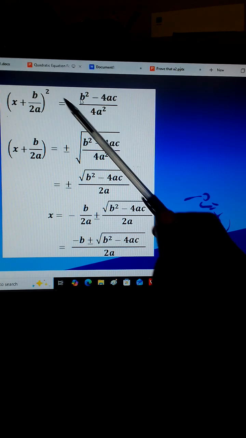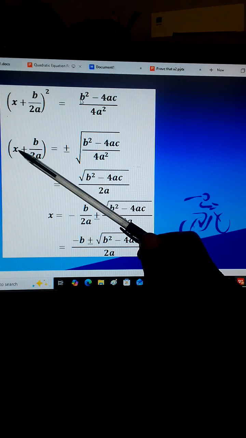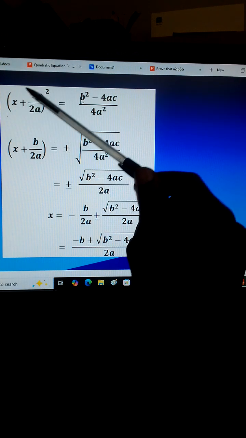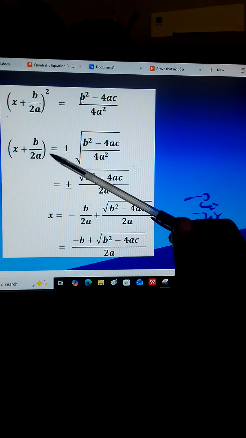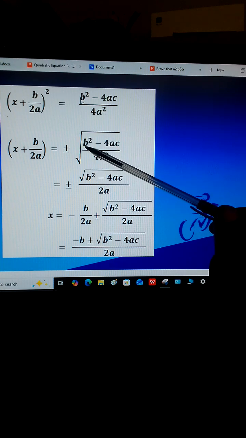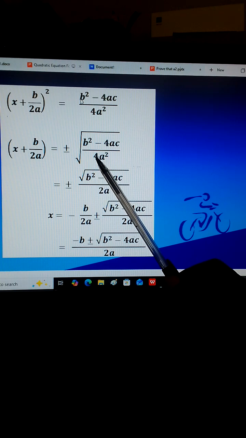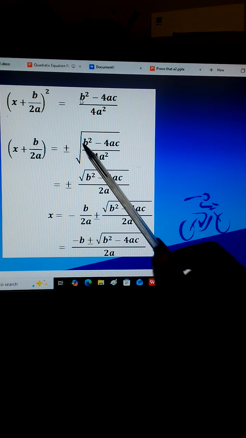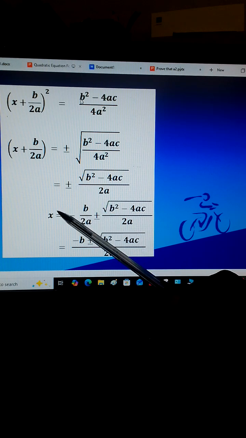Alright? Now we can find the square root of this term. So you can find the square root on both sides. So the square root of this term is x plus b over 2a is equal to the square root of this term, which is plus or minus the square root of b squared minus 4ac over 4a squared. Right? Now from there, we can find the square root of the denominator here. The square root of 4a squared is just 2a. Alright? So we have that numerator divided by 2a.